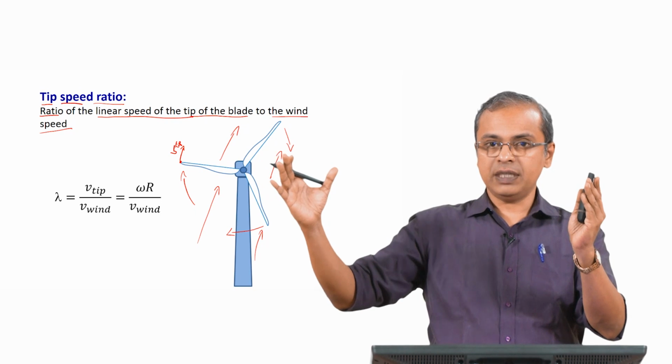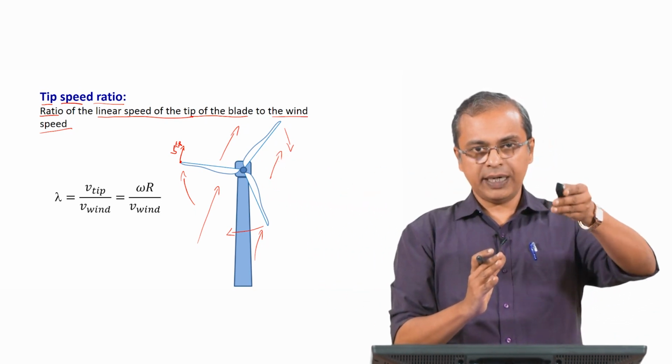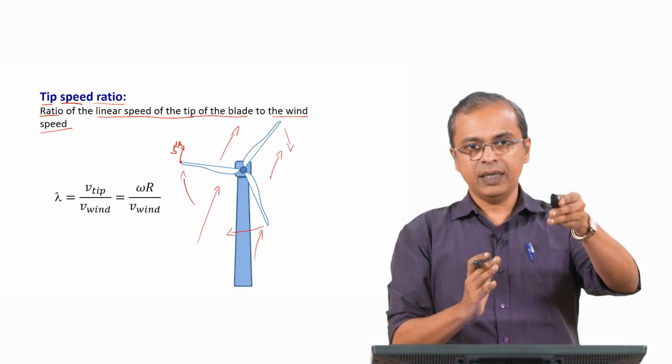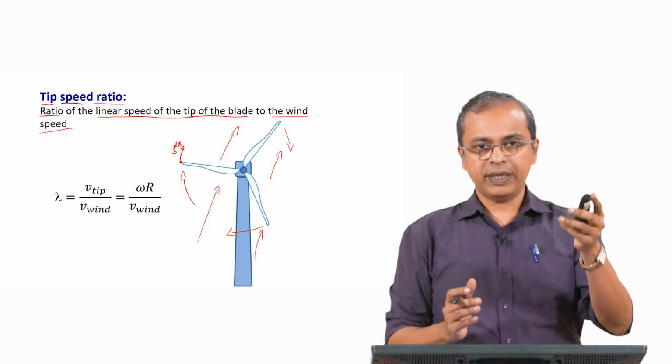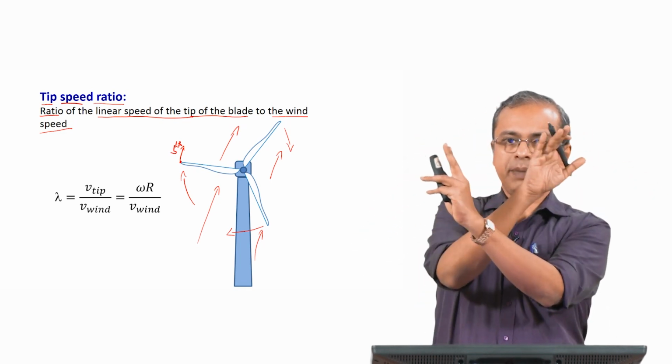There is a velocity with which this wind is coming towards the windmill, and because of that this windmill is rotating, right. So, as it rotates, for example, if these are the windmill blades, we want to know what is the velocity of the tip of this blade.